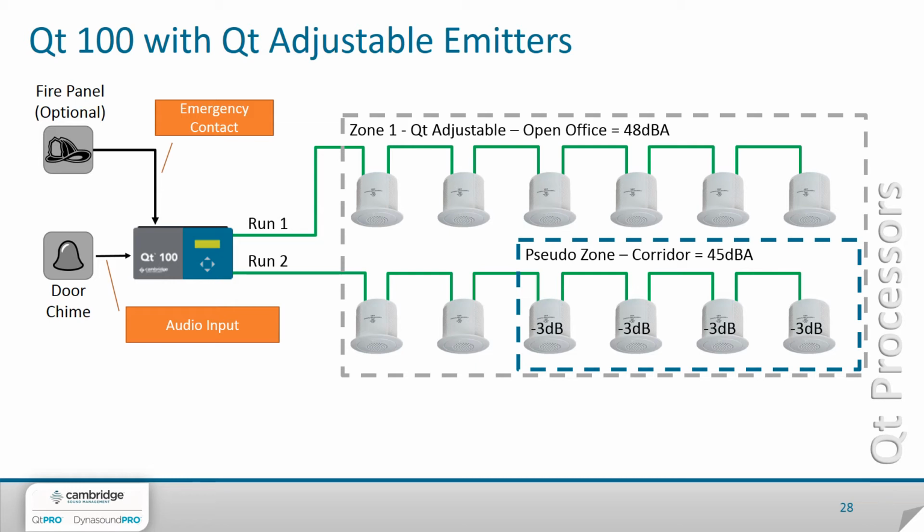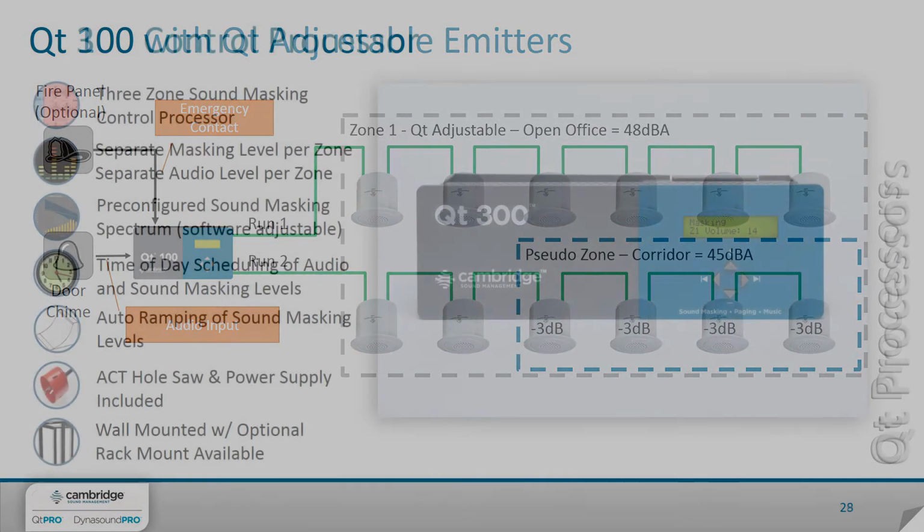It is important to note that the volume relationship increases and decreases based on the zone. So as volume is adjusted in the open office area, so too will it change in the corridor. The corridor will simply be approximately 3 decibels quieter than the open office space.